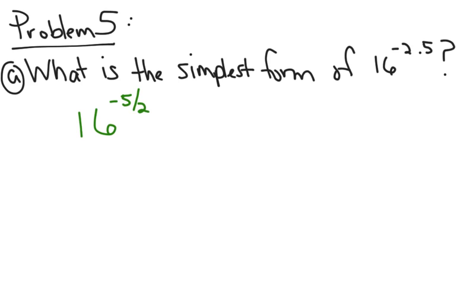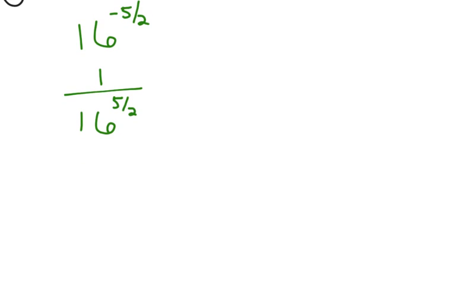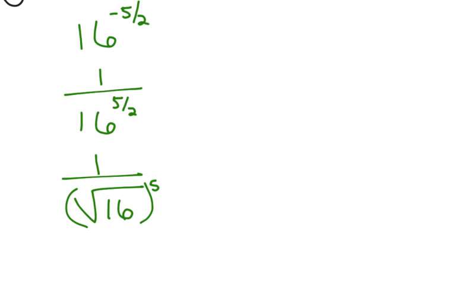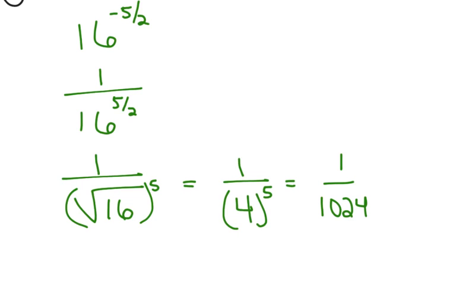Okay, now I have a negative exponent, so let's get rid of that negative exponent. We do that by rewriting this as 1 over 16 to the positive 5/2. Okay, let's remember that the denominator of that exponent is the radical. So that means that I can take the square root of 16, and then whatever answer I get there, I can raise it to the fifth. Well, the square root of 16 is 4. And then 4 to the fifth power, if I just shove it in my calculator, is 1024. This is probably the most direct way of doing this problem.